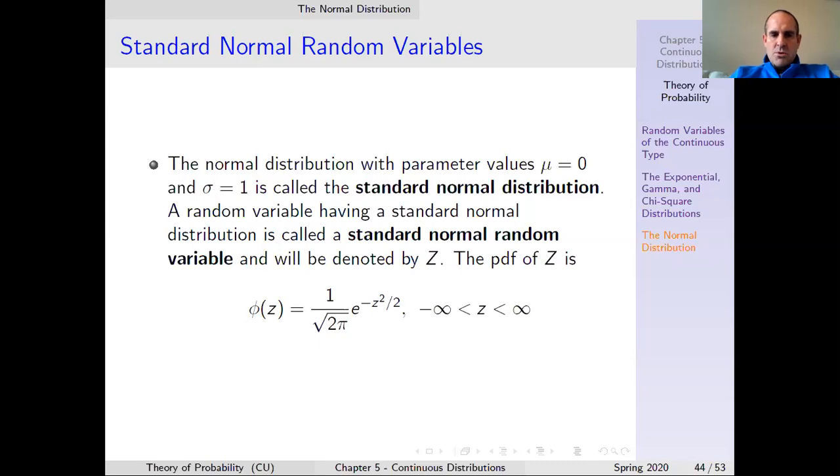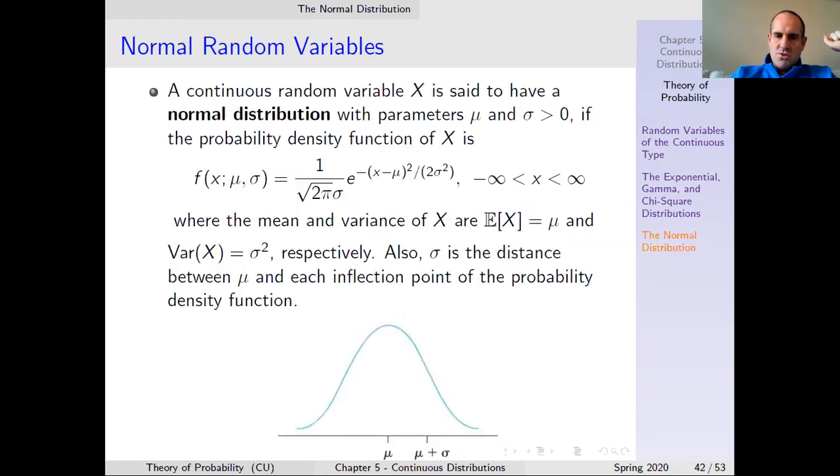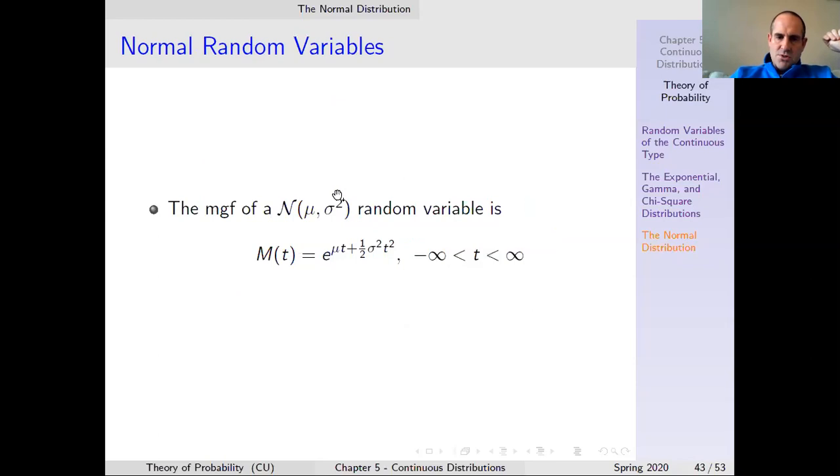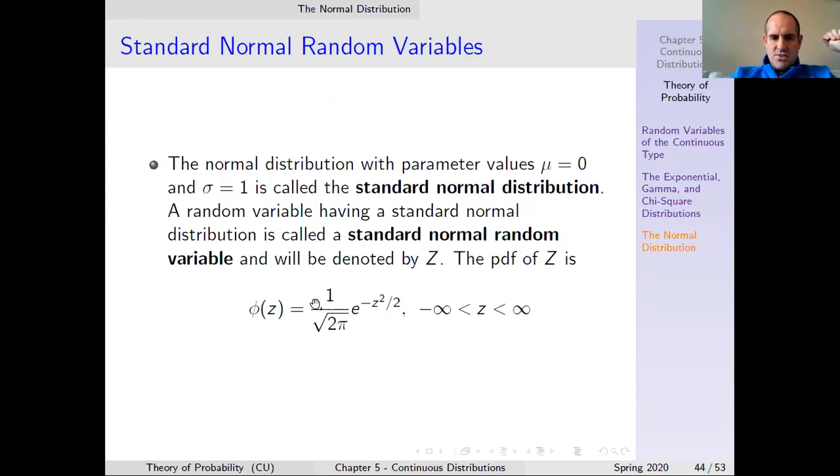Standard normal random variables are denoted by Z, and for the PDF of Z, you just use this density and put mu equal to 0 and sigma equal to 1. That simplifies this to this, and this gets a special notation. This is the Greek letter phi, and you usually use Z to remind you that we're talking about the standard normal random variable. So there is the density.